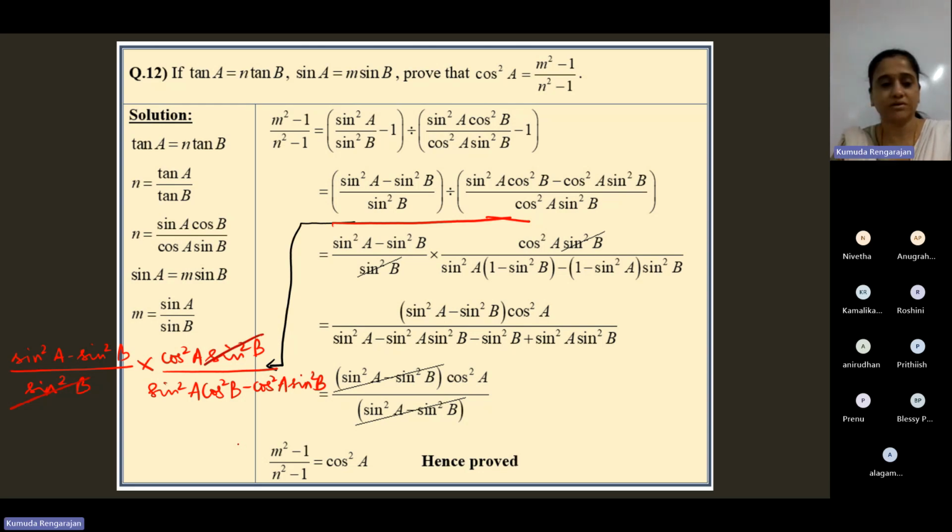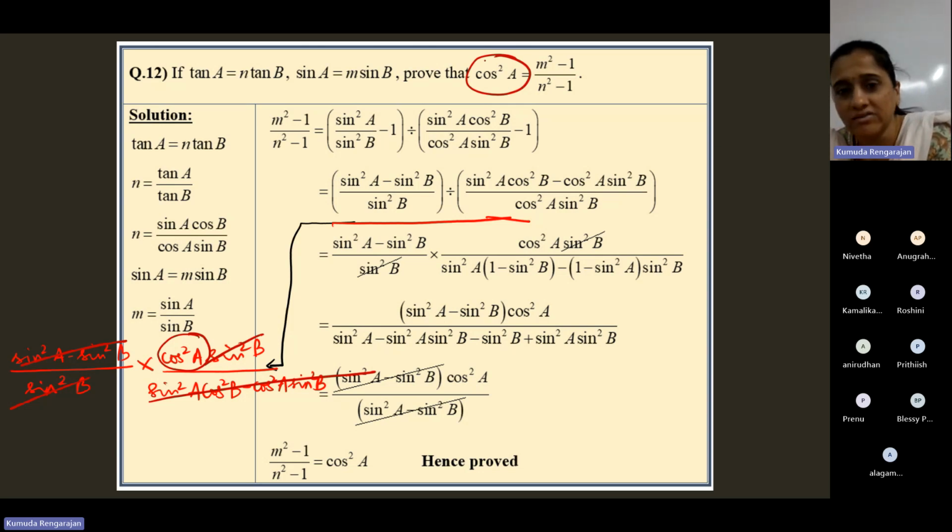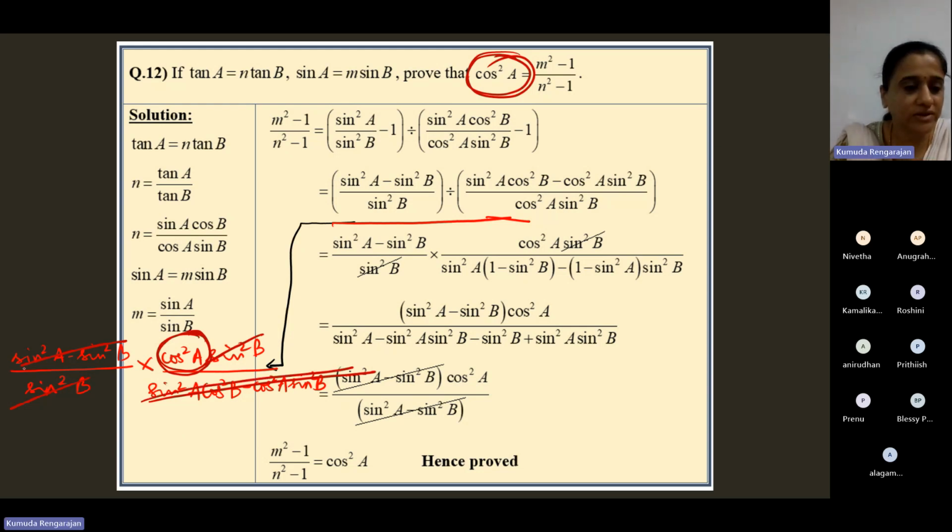Now we have cos square A here, right? And that only is the answer. Cos square A is the answer. We have the answer there already. That means this and this should get cancelled. Because when you work out m square minus 1 by n square minus 1, the answer should be cos square A. And we already have here cos square A. So that means this one and this one should be equal. There's no choice. They have to be equal. And you should show that they're equal and cancel it out. Already the sine square B is cancelled out.